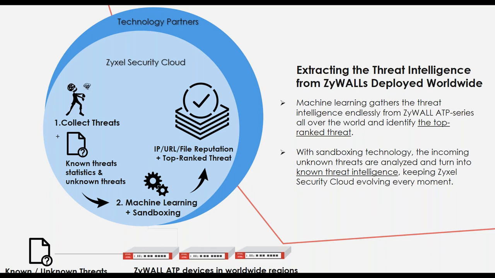And those threats are then built up, and reputation database entries are created, and then they are fed back down to the smart database that lives on the device itself. And obviously with the sandboxing technology, unknown threats, these so-called zero-day threats, can be understood and turned into threat intelligence as well, and hence fed back down to the ATP itself.